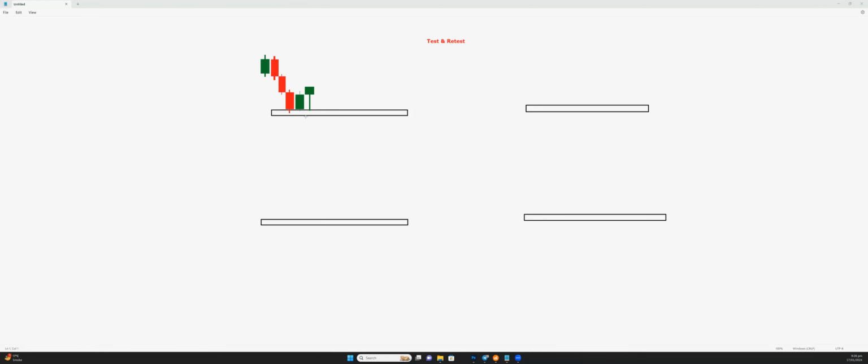After testing, this support level gives the power to this candle so the price can move up. The price is moving up, and at this level it tried to break but was unable to break. So at this point, what did you understand? What happened with the buyers? What information did the buyers give us?